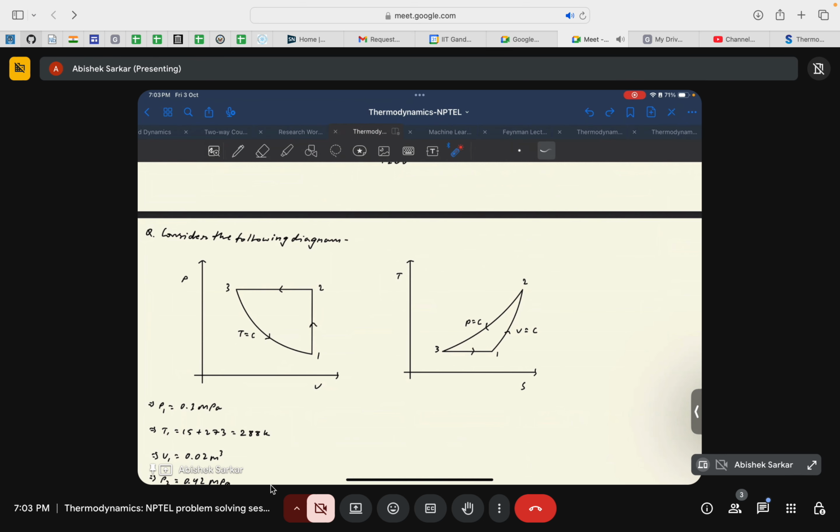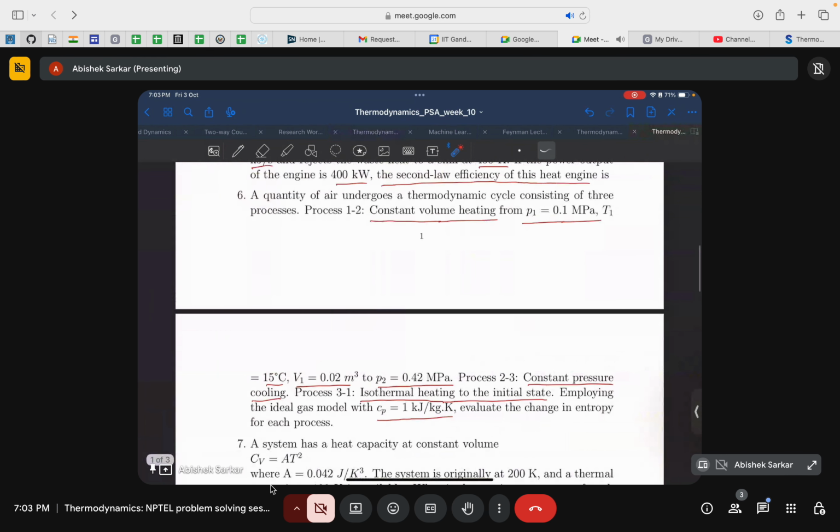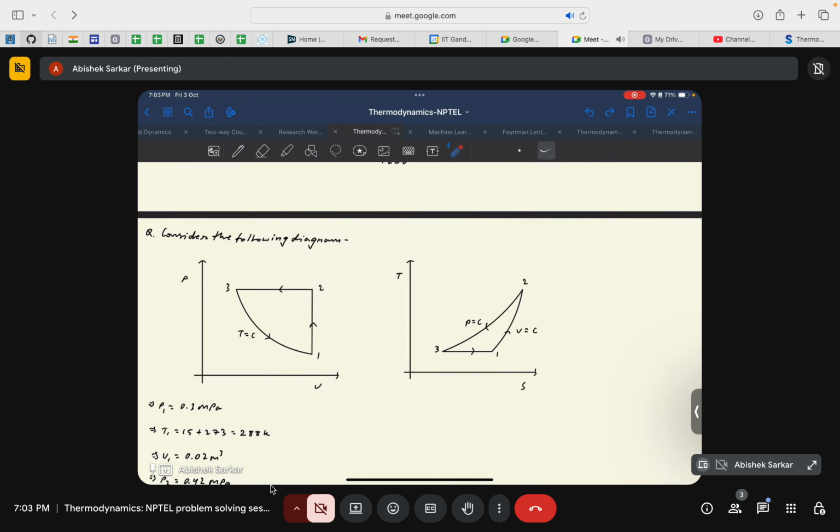Let me just go back to the question. 2 to 3 is a constant pressure cooling, 3 to 1 is isothermal heating. So 2 to 3 is a constant pressure cooling, so temperature will go down. But the slope, if you recall, would be lower than the constant volume process. That's why we've drawn it separately here. And finally 3 to 1 is an isothermal heating. It will constitute a cycle, so it will go back to its initial condition.